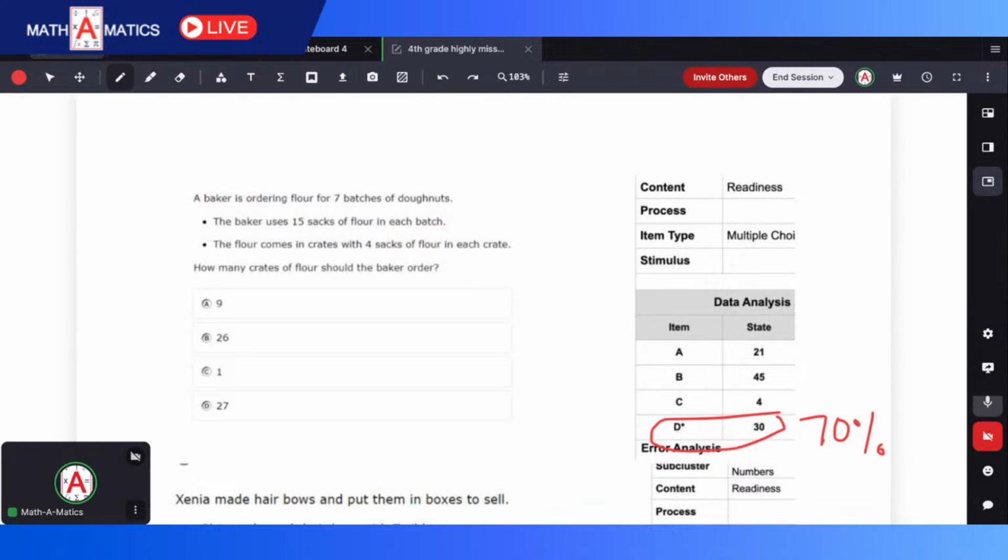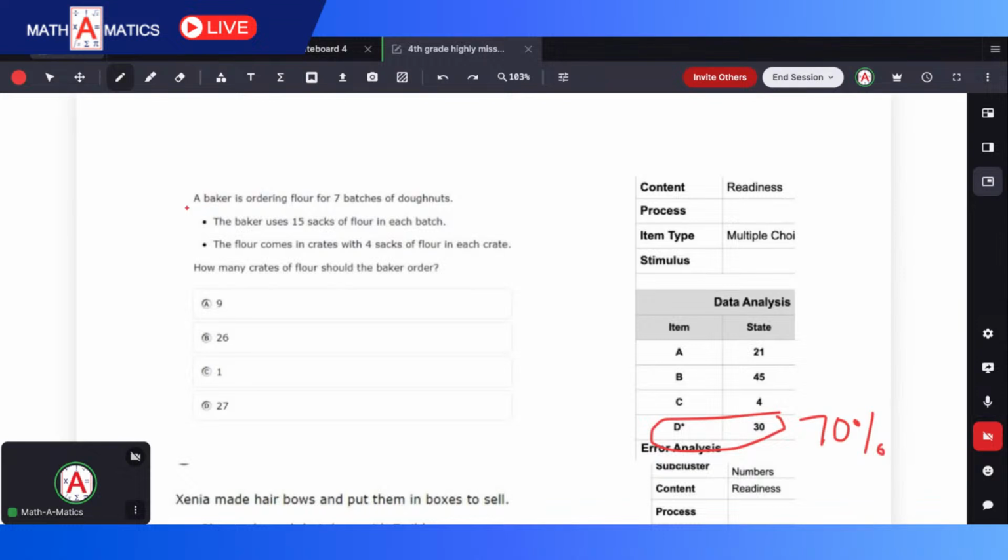Because a lot of these standardized tests, they do the same things every time. There's only so many tricks you can do. And practice makes perfect. So we have 70% that did not get this in the whole state.